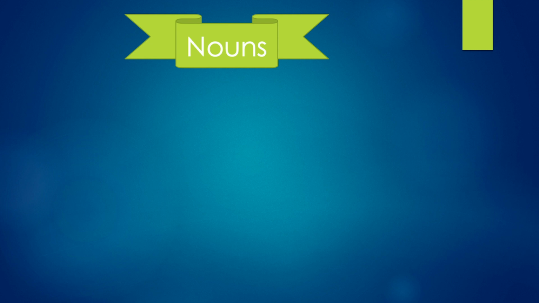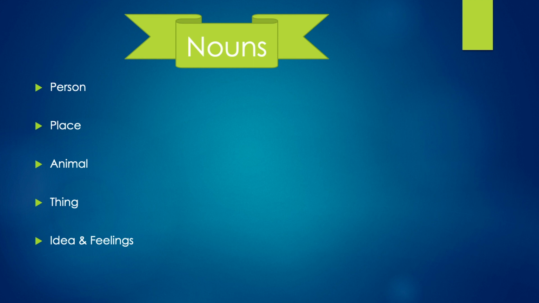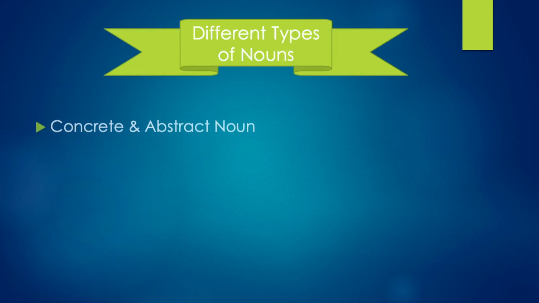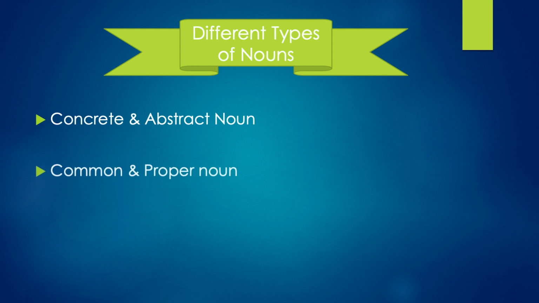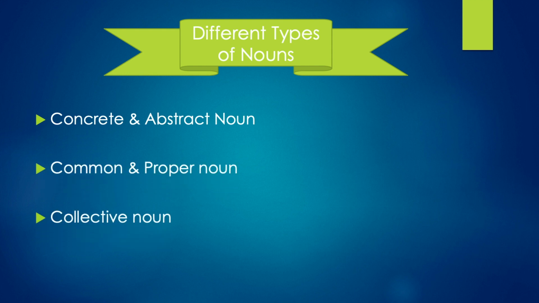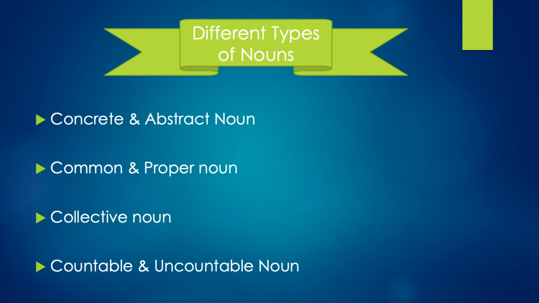A noun can be defined in many ways, but it can simply be defined as the name given to a person, a place, animal, thing, idea, or feelings. There are several different types of nouns. They are concrete and abstract nouns, common and proper nouns, collective nouns, countable and uncountable nouns. Let us begin with concrete and abstract nouns.